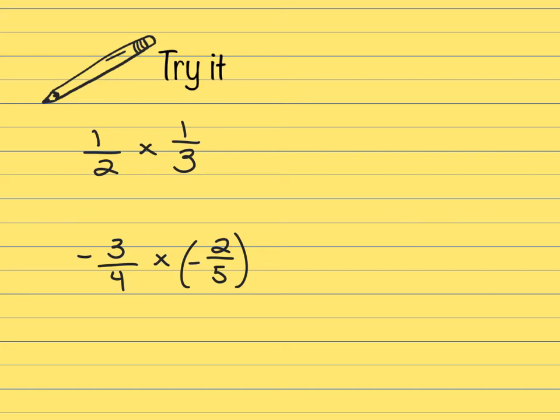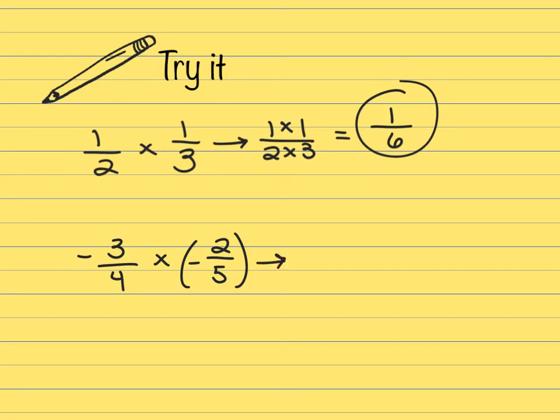We're going to multiply, simplify. 1/2 times 1/3. First, we multiply our numerators. Then we multiply our denominators. 1 times 1 equals 1, and 2 times 3 equals 6. Our answer is 1/6.